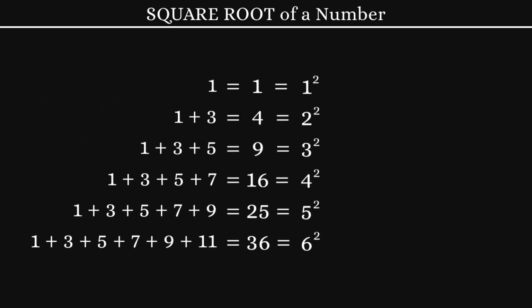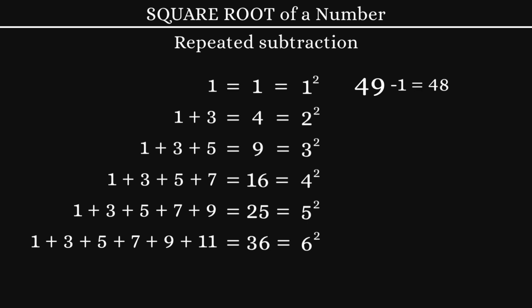Let's keep this aside and take 49. This is nothing but 7 into 7 or 7 squared. But let's see how we can find this 7 using repeated subtraction. We'll have to subtract consecutive odd numbers from 49. First, let's subtract 1. 49 minus 1 is 48. Now we'll take this 48 and subtract the next odd number, which is 3. That gives us 45. Next, we'll subtract the next odd number, which is 5. 45 minus 5 is 40.